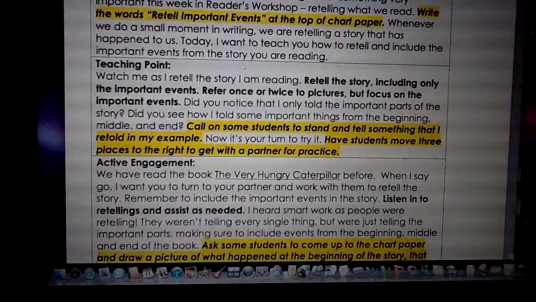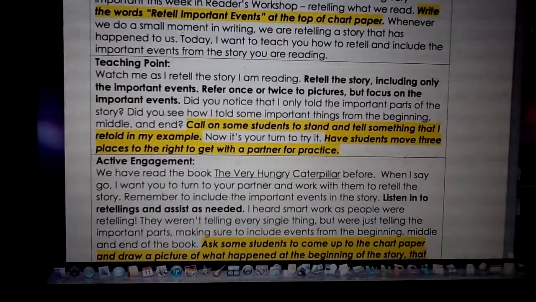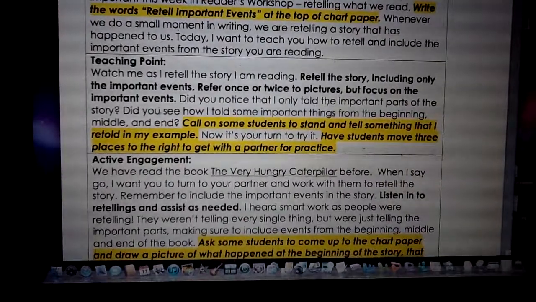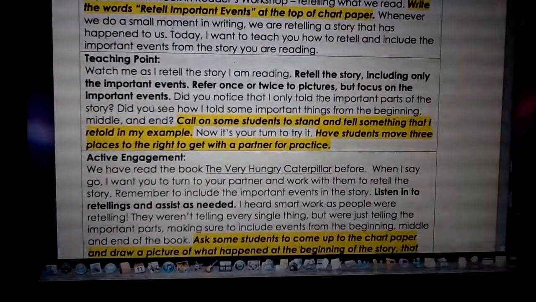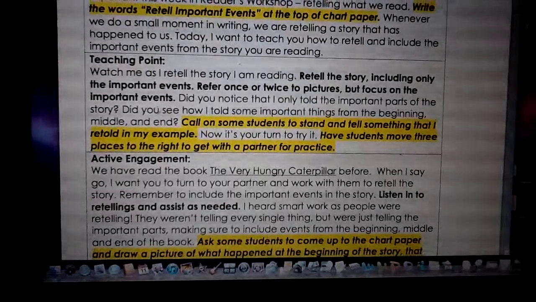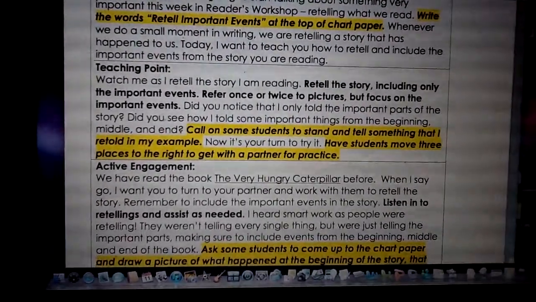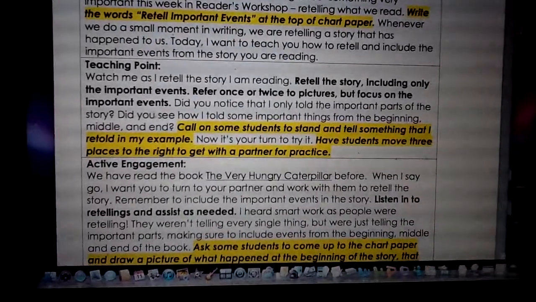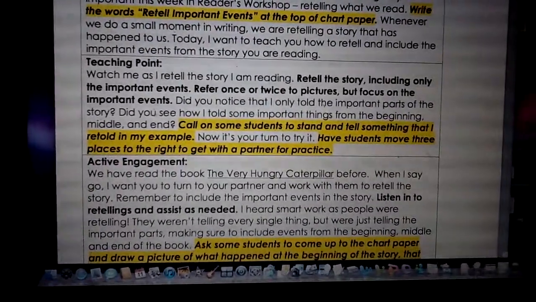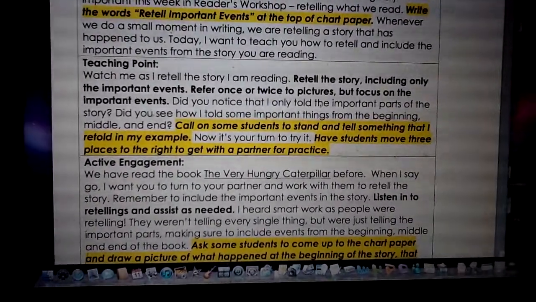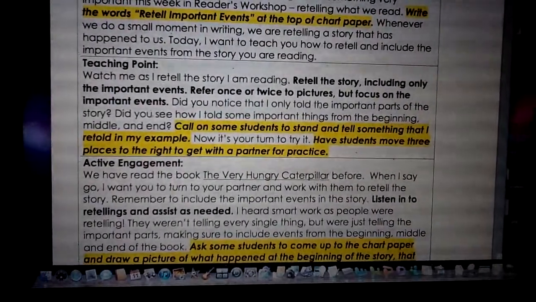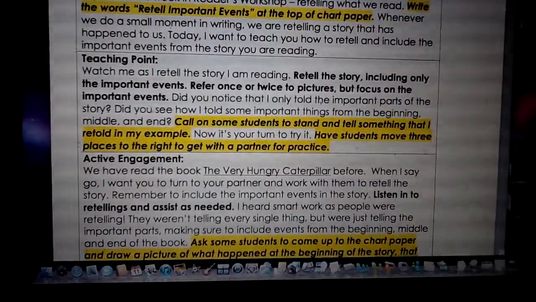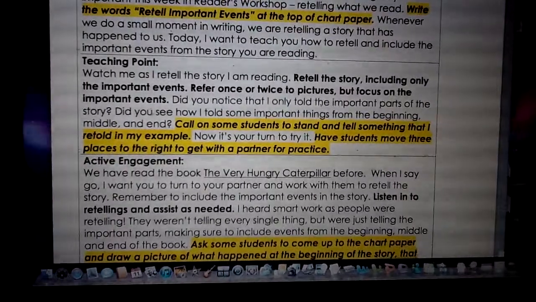As we get down to the teaching point this time, I'm not only going to model, as I did in the previous lesson, but I have a lot of wiggly students. This time, I'm going to call on some students to stand up and tell me something that I retold in the example that I gave. So they're able to get up and move around. They're able to talk a little more this time.